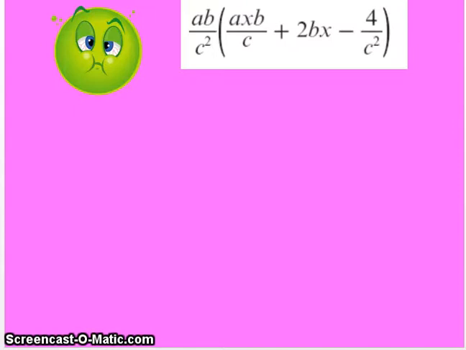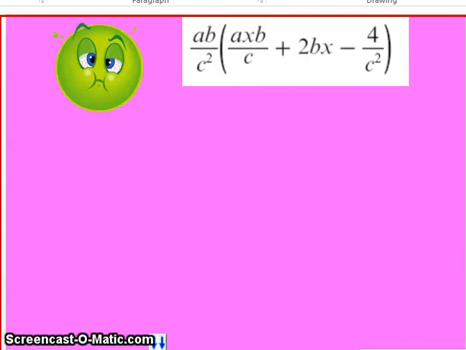Alright, and then one last one. We're going to start it, but we probably won't finish it, is this example. Now, notice that I actually have 3 terms in my parentheses here. The process is the same. However, you have to multiply 3 times instead of just 2. So I have to multiply ab over c squared times each term in this parentheses. So ab over c squared times axb over c.